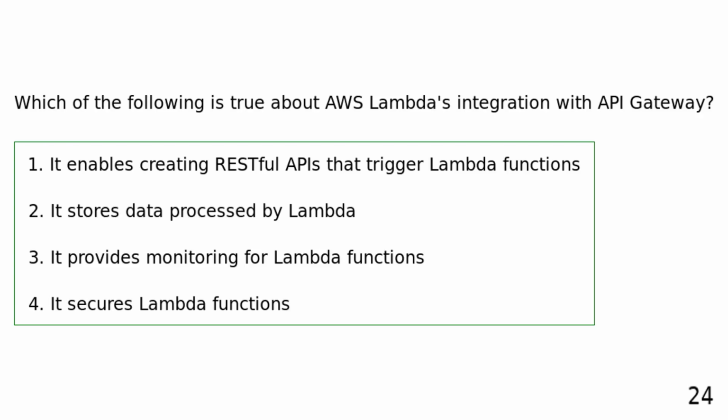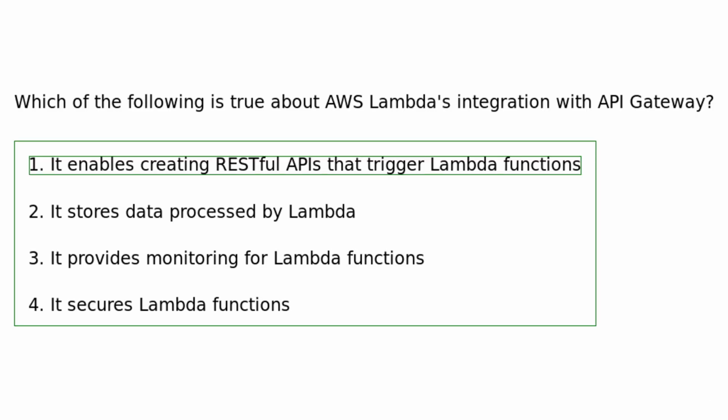Which of the following is true about AWS Lambda's integration with API Gateway? It enables creating RESTful APIs that trigger Lambda functions. It stores data processed by Lambda. It provides monitoring for Lambda functions. It secures Lambda functions. Amazon API Gateway can be used to create, publish, and secure APIs that trigger AWS Lambda functions upon HTTP requests.